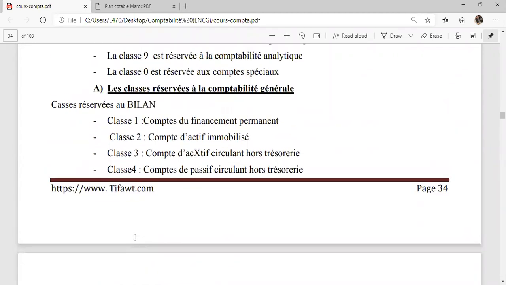So we have class 1 to 5. These are classes which I would say compte de situation, meaning these classes help us identify the financial position of a business, and they strictly concern the bilan. So from class 1 to 5, it concerns the bilan.